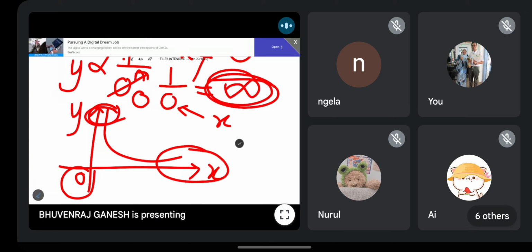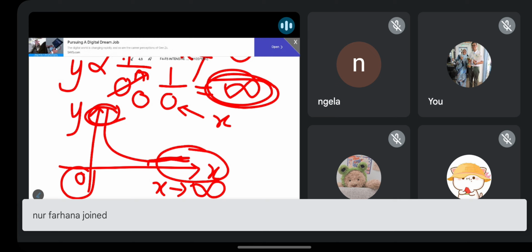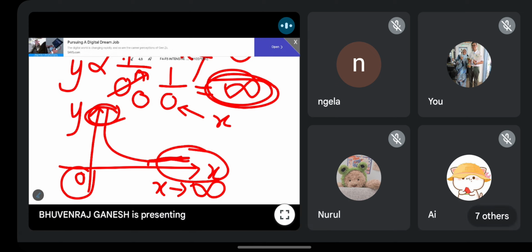Okay, same with over here. Let's say, guys, if X, dia menghampiri infinity, adakah graf akan sentuh paksi X, guys? Yes or no? Adakah graf akan sentuh paksi X? Will the graph touch the X-axis? Yes or no?